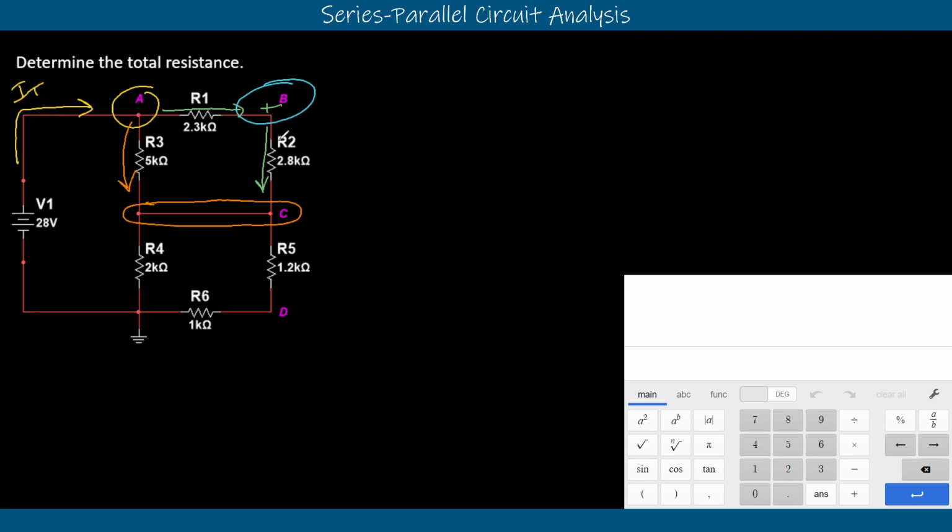We can say, let's add R1 and R2 together first, and then put in the fact that we know that combination of resistors is in parallel with R3. And then we'd have the total resistance on the top all the way to point C. And then we'd work from point C down.